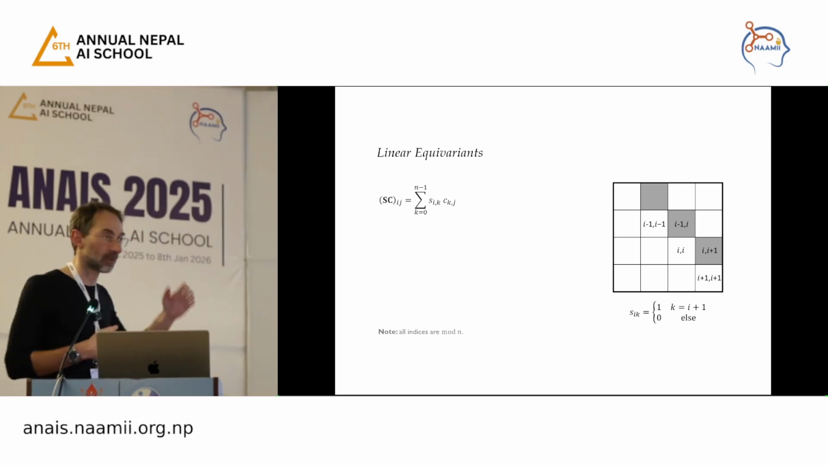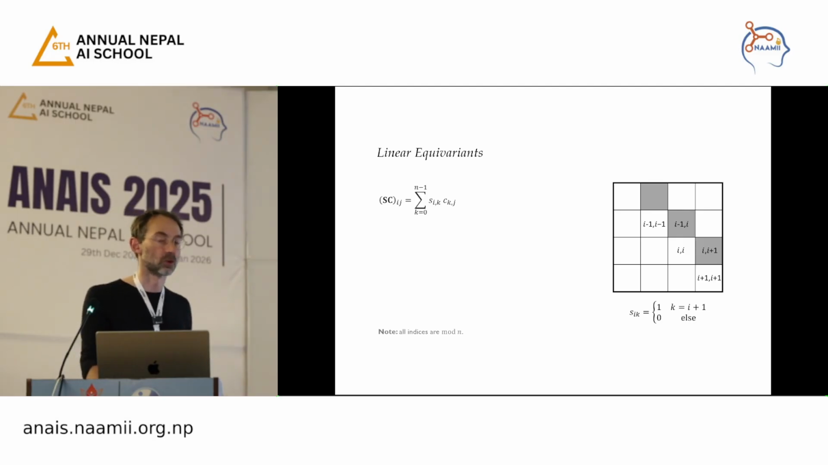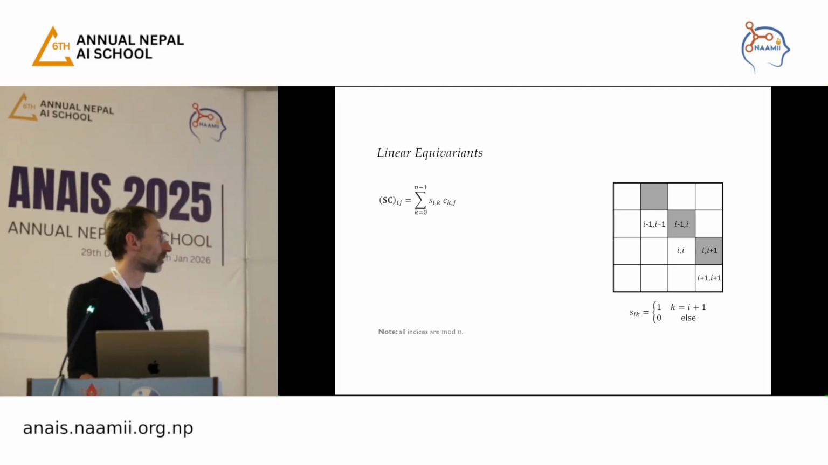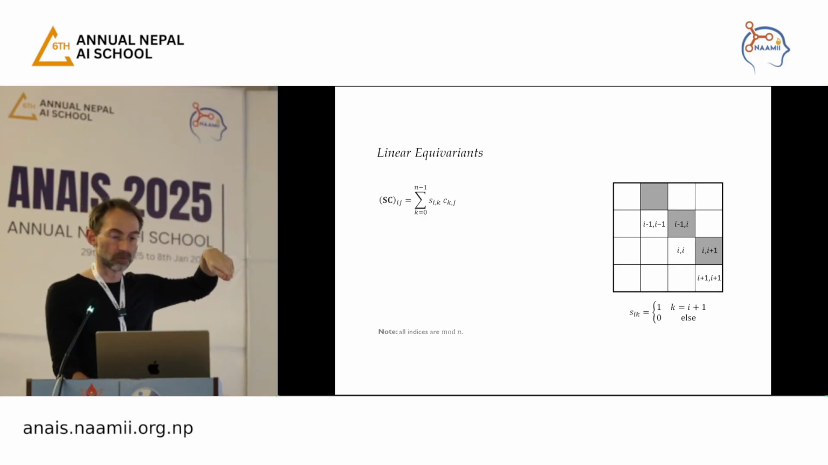So what is SC? Let's write it explicitly. Here's the formula for the matrix multiplication. The ij-th element of SC looks like this: I need to take S_ik multiplied by C_kj, and then sum over all k's from 0 to n minus 1. Now, what is S? S is our shift operator, I remind you. This is how this matrix looks. It's a matrix of zeros, and in the first diagonal, not the zeroth diagonal, the first diagonal, it has ones. All the rest is 0.